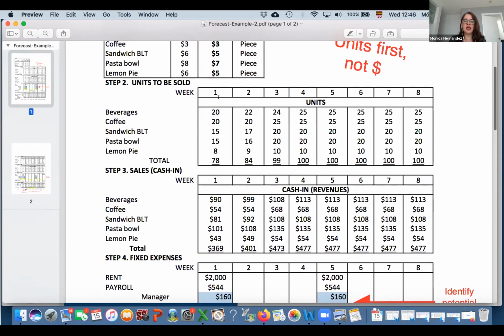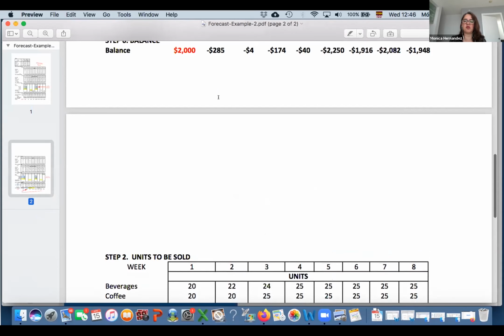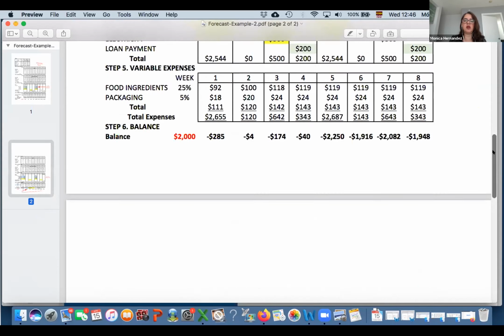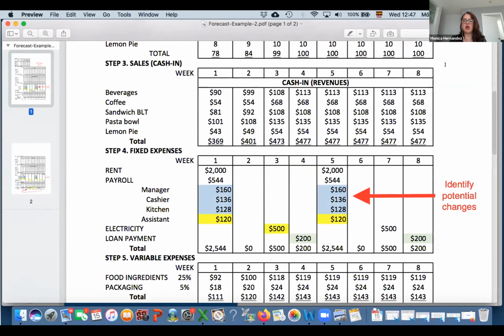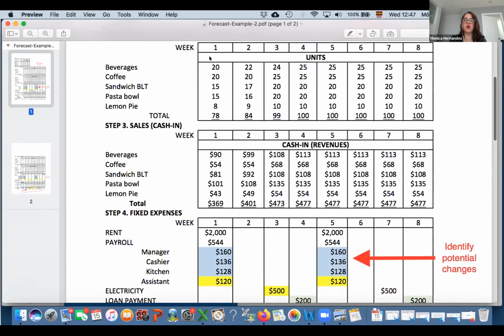As you may see in this example, we are looking at an 8 weeks forecast. So you need to project the number of units by week per product. In this case, for example, week 1 starts a little bit low, then increases gradually as you get to know it in the market.